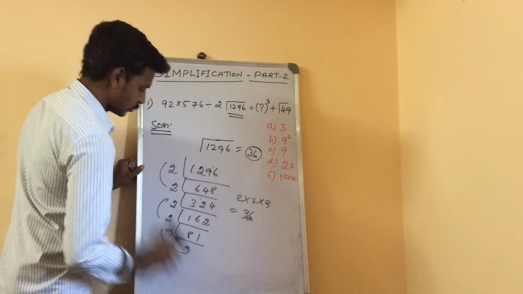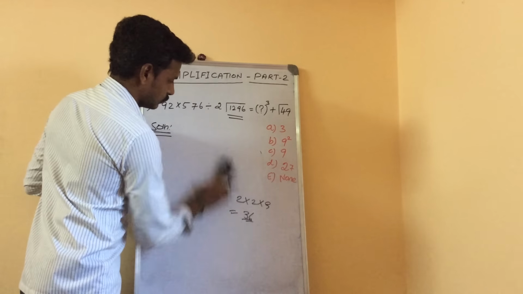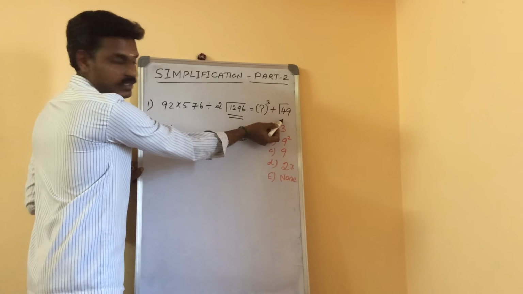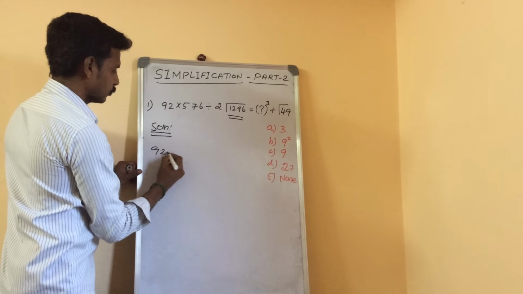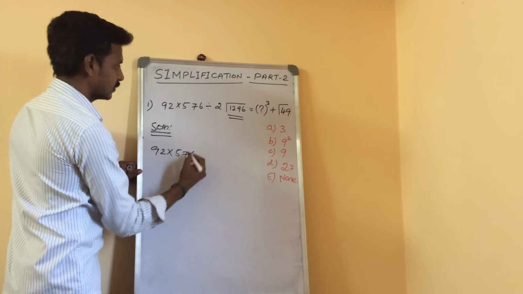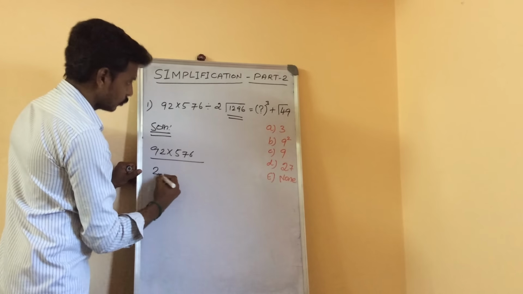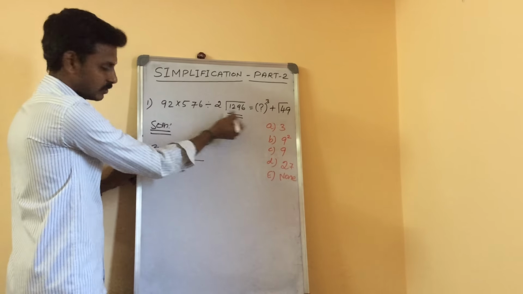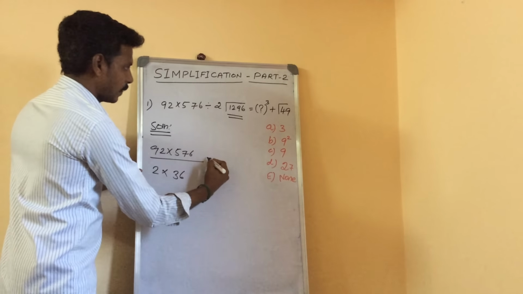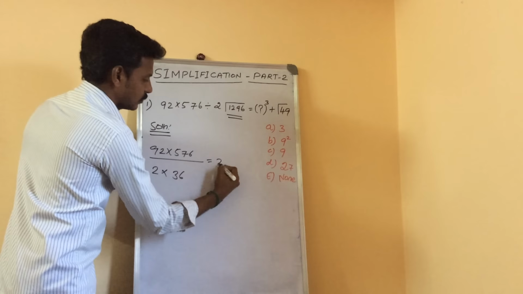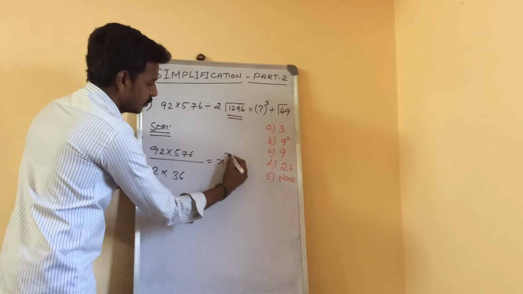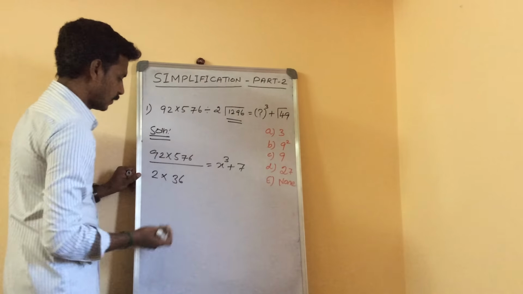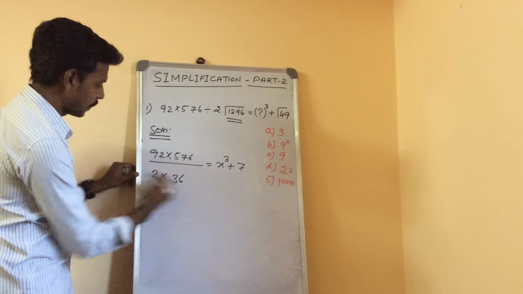Okay, let's move to the first step. You know the value for root of 49, that is 7. 92 into 576 divided by 2 into, already we simplified the value for root of 1296, that is 36, equal to question mark, that we can take as x. x cube plus 7. You know the value for root of 49.